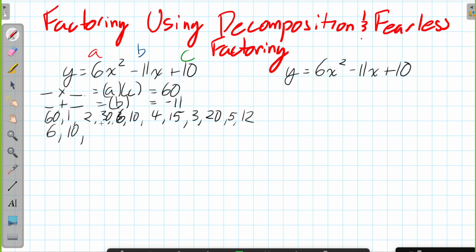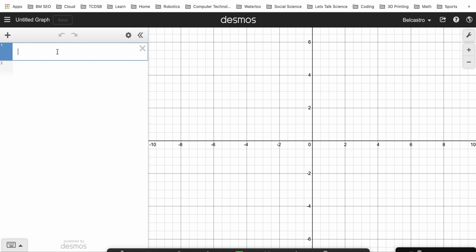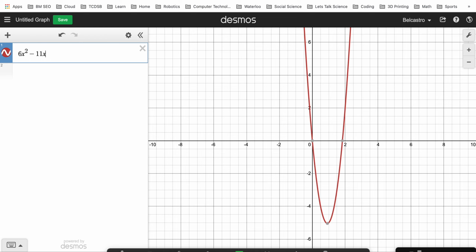Did we write these factors? It's not possible. Oh, this is a good question. Maybe this one isn't one of the ones that is possible. Just because it doesn't factor easily doesn't mean it's not possible. 6, negative 11, and 10: 6x squared, negative 11x plus 10. Oh, this one is not possible.